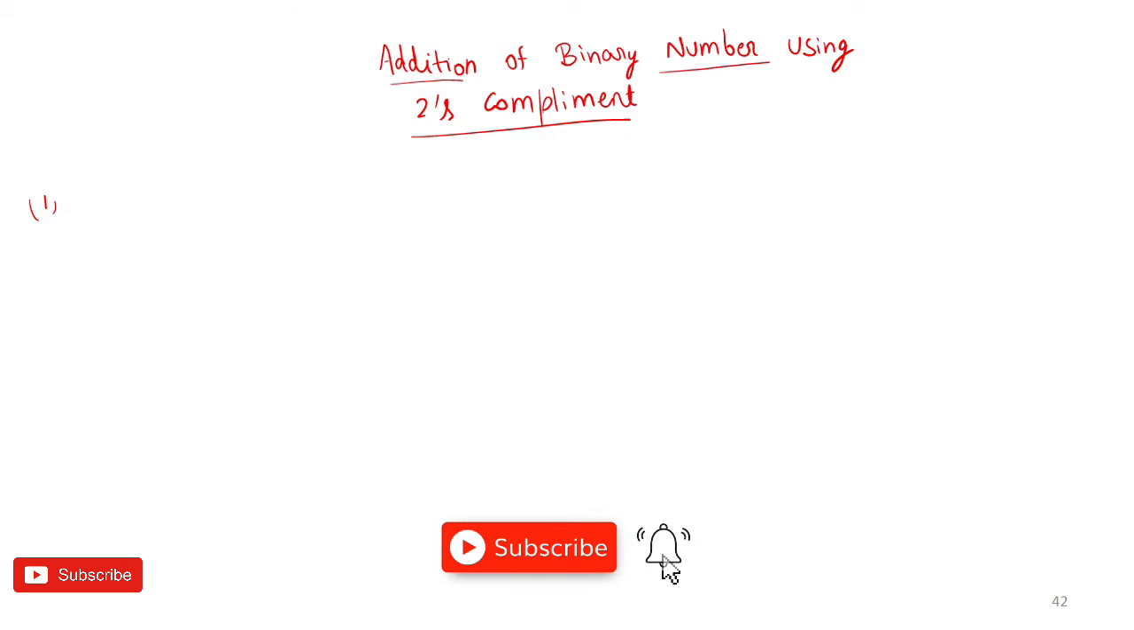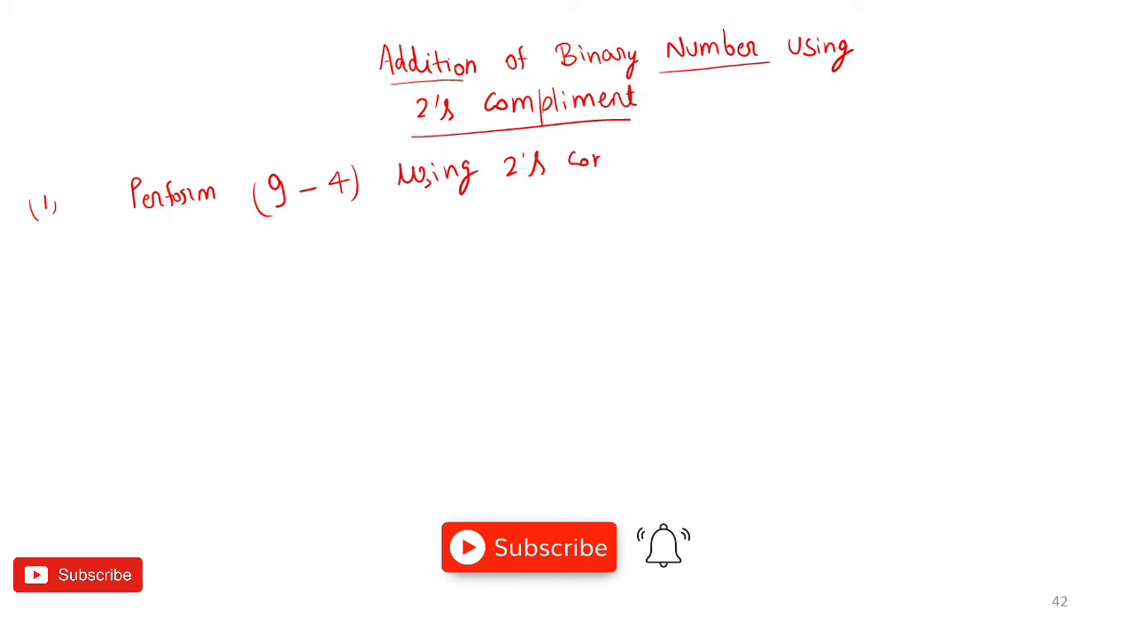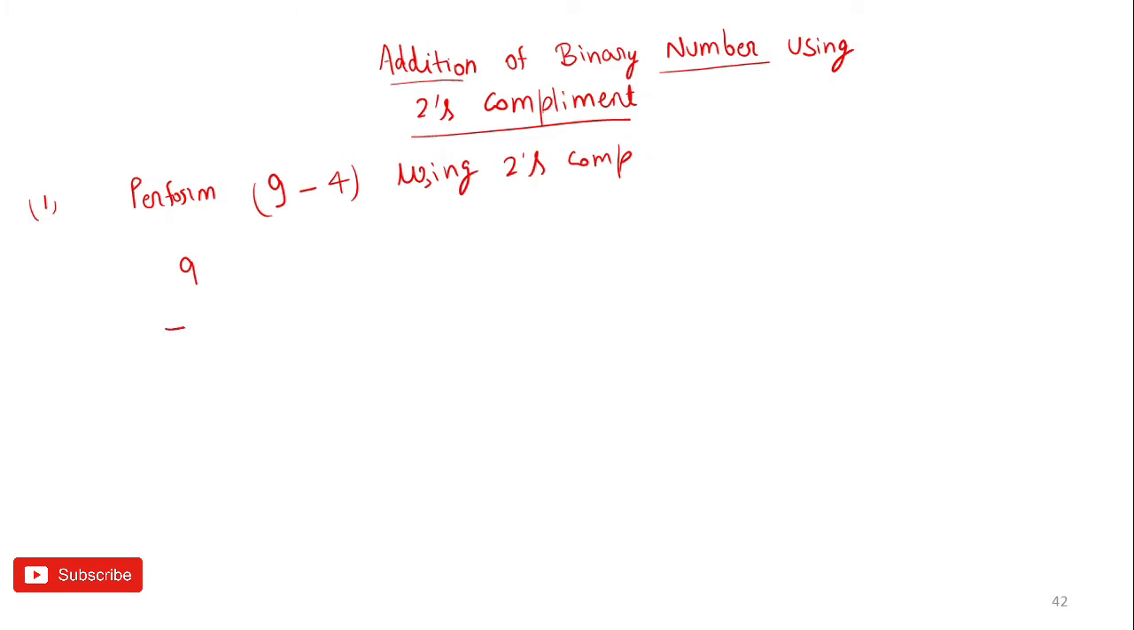So number one, first perform nine minus four, using 2's complement. So nine and minus four. Nine is a positive number, so directly you can write it in 2's complement. Basically 1, 2, 4, 8. So 8 plus 1, 9. Positive means 0, this is the sign bit. You have to write 4. First you have to write plus 4, which is 0, 0, 1, 0, 0.